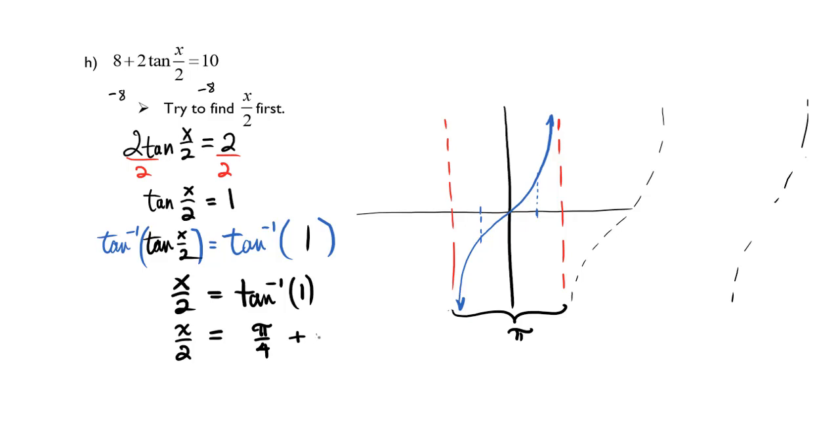Which means that I say plus pi k when I want to represent all the solutions, not just one period of tangent. And so now I'm going to multiply both sides by 2 to clear the fraction and get x by itself. X is equal to pi over 2, distributing the 2 through, plus 2 pi k.